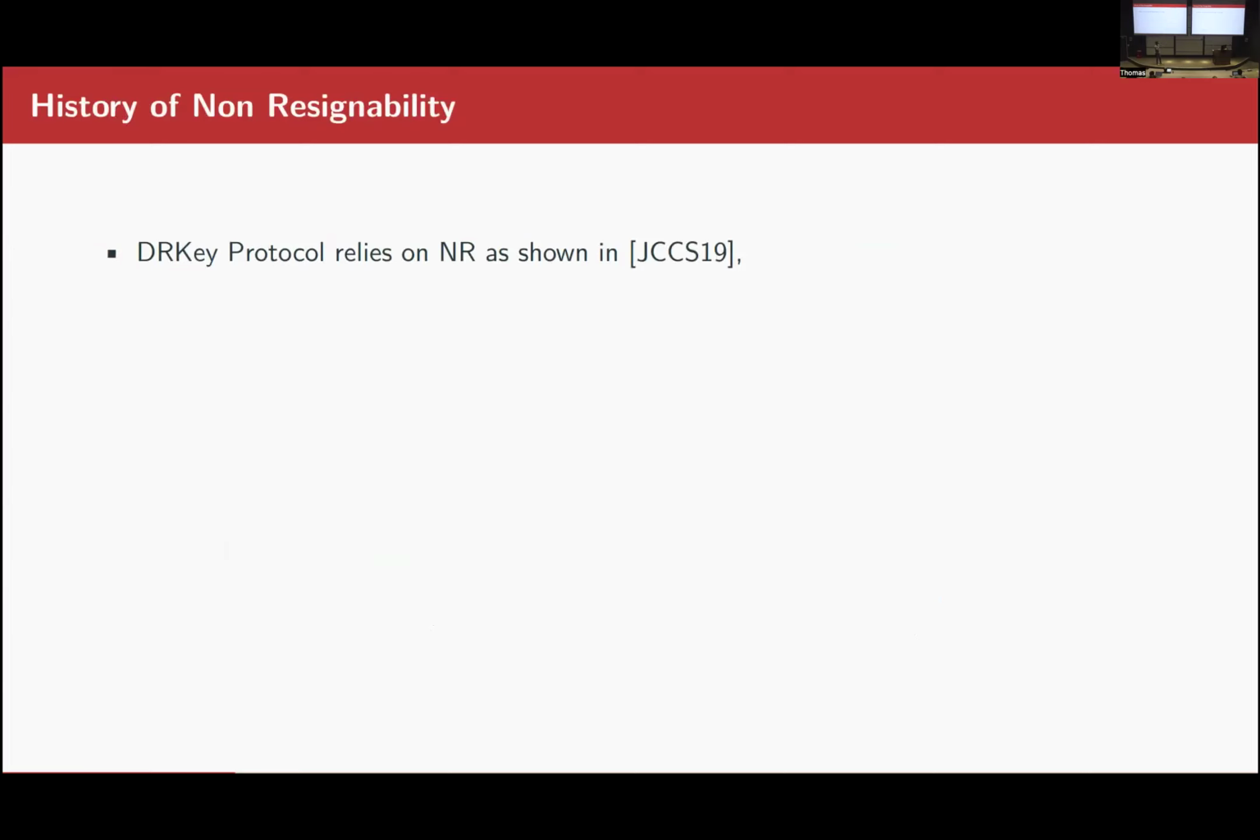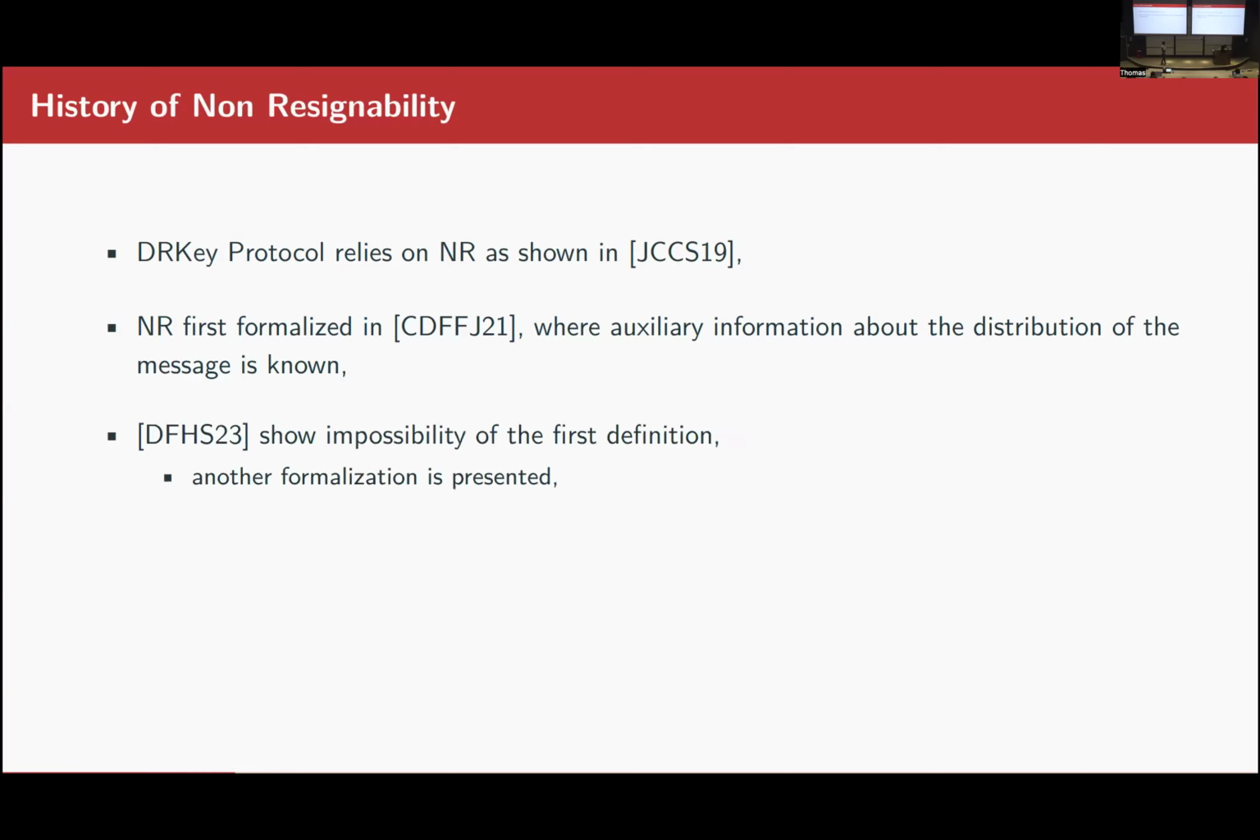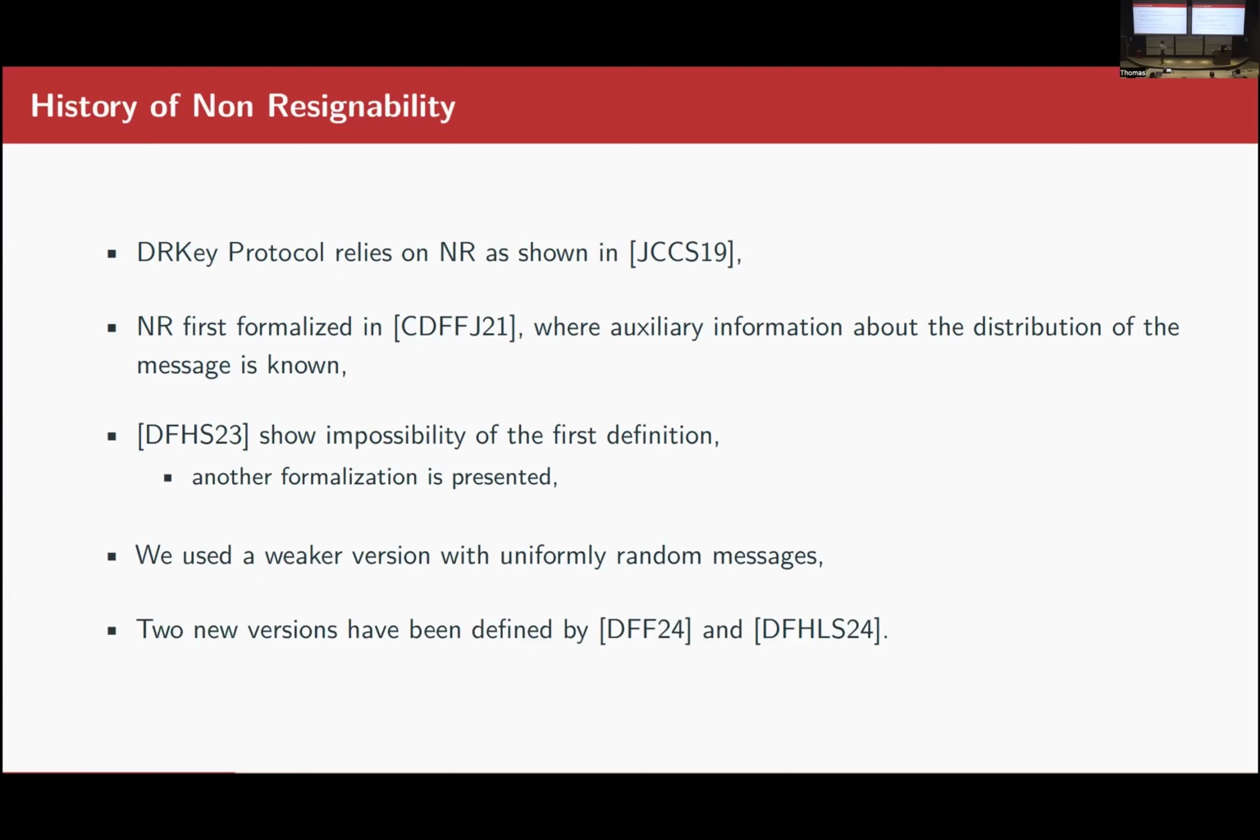A bit of history. The first, in the DR key protocol, Jackson et al. found that the security does not depend on existential unforgeability, but the NR notion was introduced, or formalized, only later. We had auxiliary information back then, which we avoid in this current paper for reasons: Don et al. found an error, mainly that in the way it was formalized, this is unachievable. But yes, we use a weaker version, but now there are even two further versions, which I think close this question on how to solve the issue with auxiliary information.